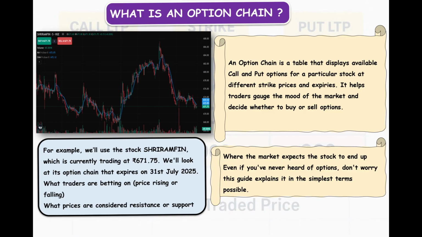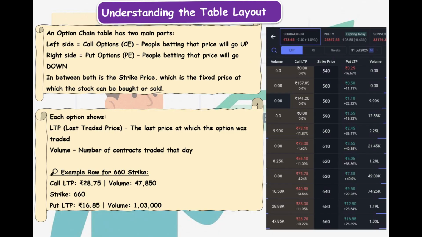Here's how to read it. The left side: call options, used when traders think the price will go up. The right side: put options, used when they think it'll go down. In the middle: strike price, that's the target level. You'll also see LTP, or last traded price, and volume, how many contracts were traded.